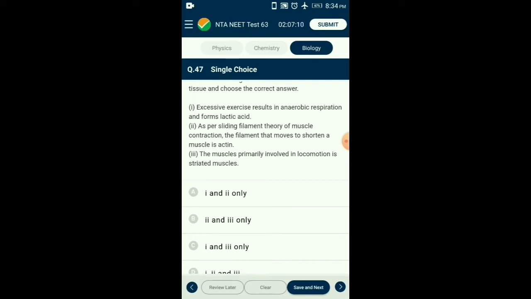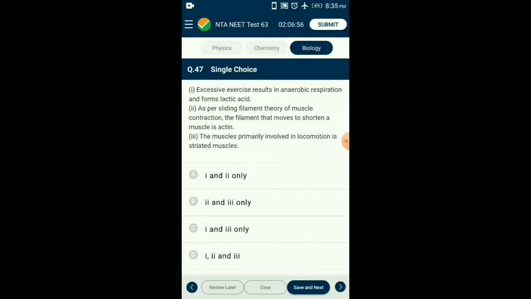Skeletal muscles are closely associated with the skeletal components of the body, and these muscles, when viewed under a microscope, show striations and are therefore called striated muscles. So the answer for this question is option D. From the given statements, first, second and third are correctly given.